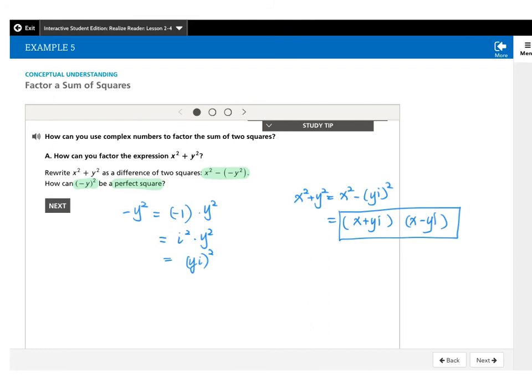So again, the trick is that in the real number world, you can only factor the difference of squares. In the complex number world, you finally can factor the sum of squares. But in order to do that, you have to play around with the imaginary i so that it works in your favor to convert the sum of squares into a difference of squares first.